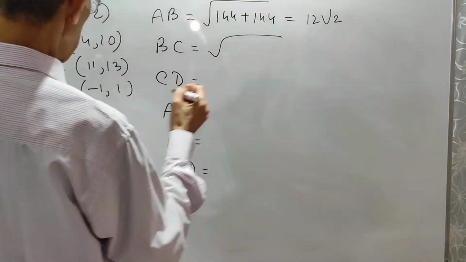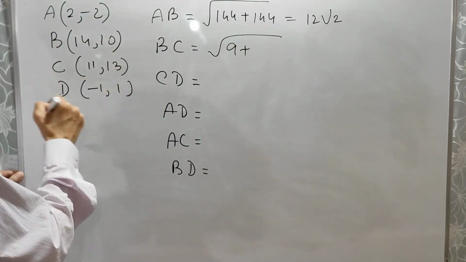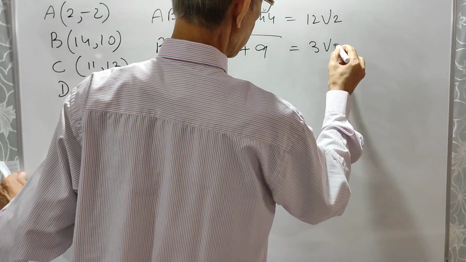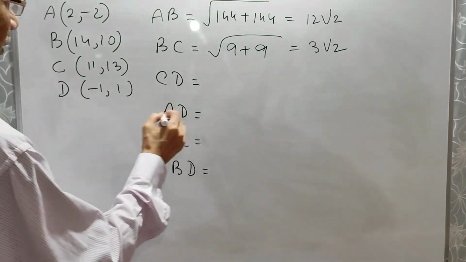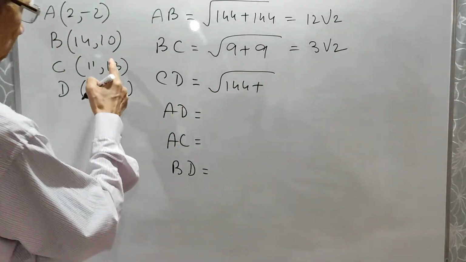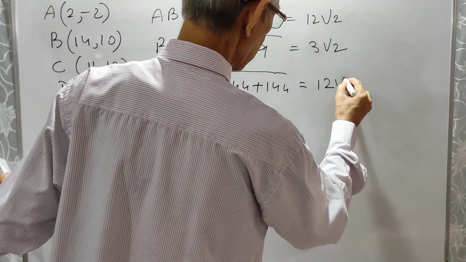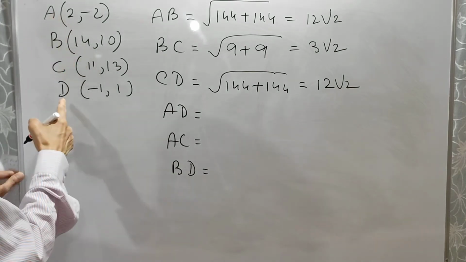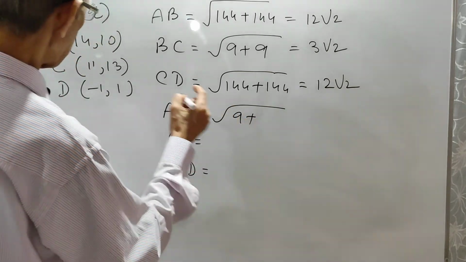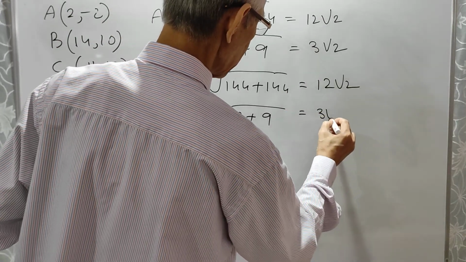So BC, let us see. 14 minus 11, 3. 3 square 9 plus 10 minus 13, minus 3, minus 3 square 9. 9 plus 9, 18. So it will be 3 root 2. Then CD. 11 minus minus 1, 12, 144 plus 13 minus 1, 12, 144. So that is equal to 12 root 2. Then AD. 2 minus minus 1, 3, 3 square 9 plus minus 2 minus 1, minus 3, 9. So you see, 3 root 2.